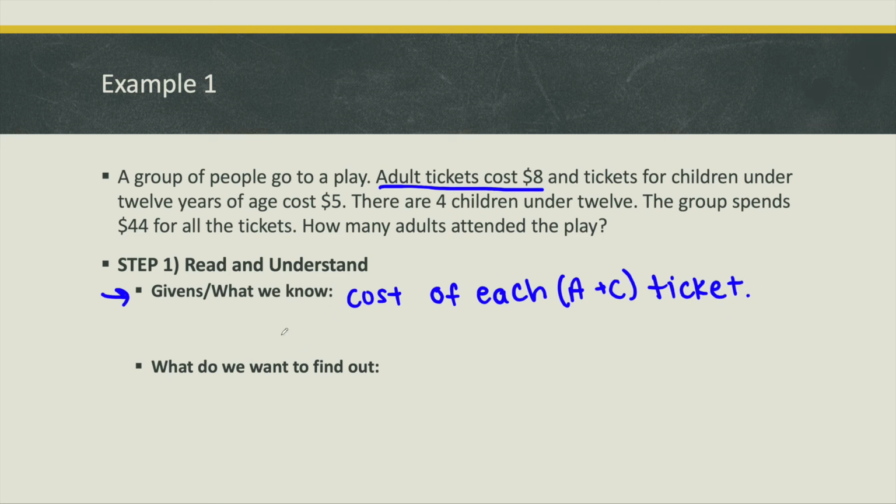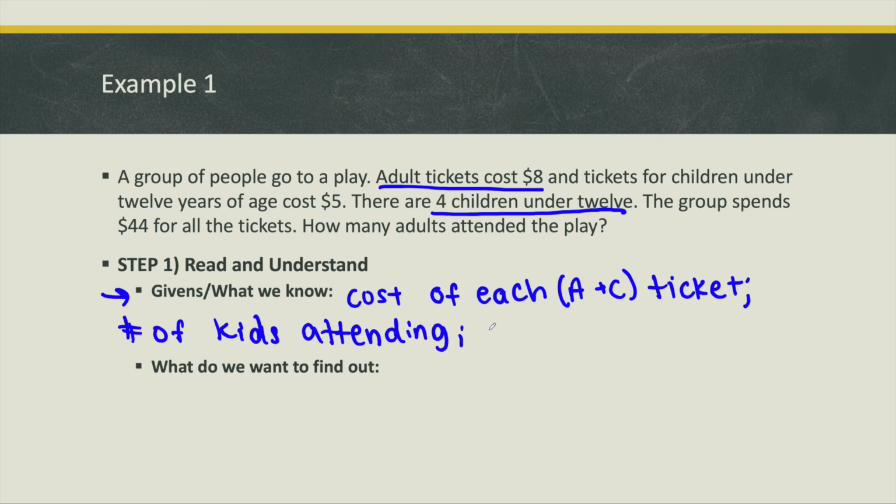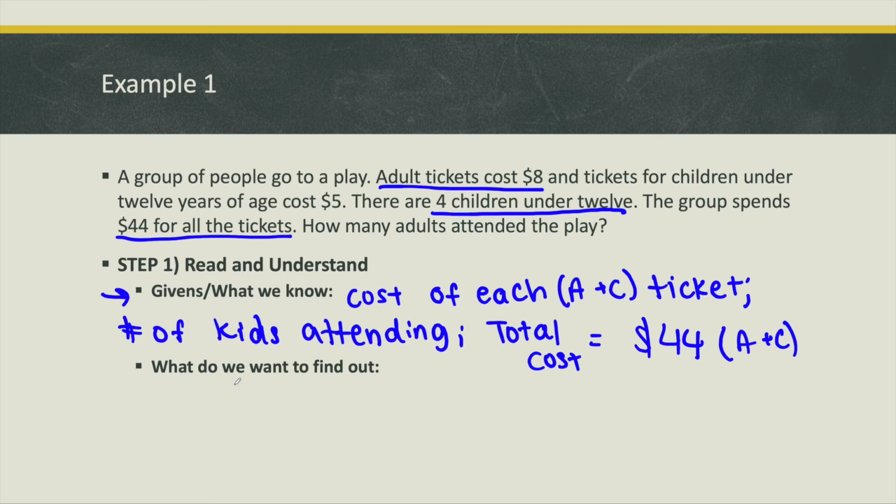We also know the number of children attending because it tells you 4 kids, so I'm going to add a semicolon there. Number of kids attending. Another thing we know is that the total cost is equal to $44. So the group spends $44 on all tickets, including adults and kids. So this was our givens.